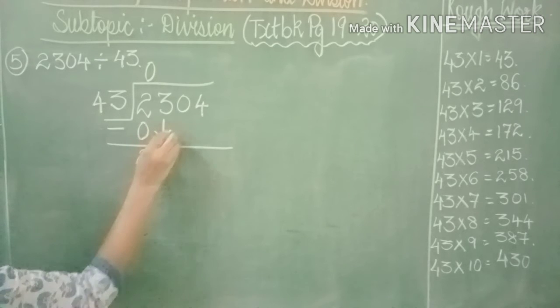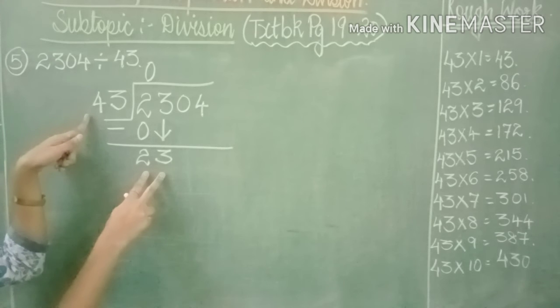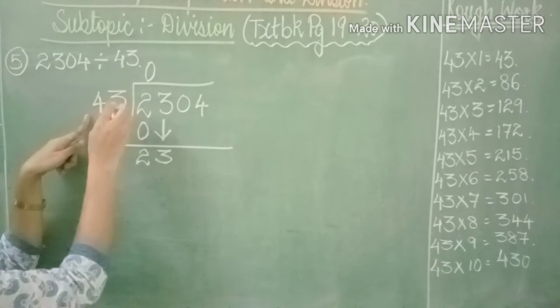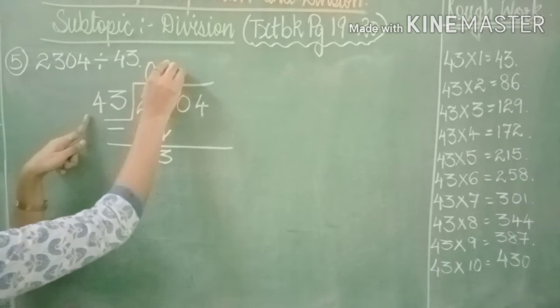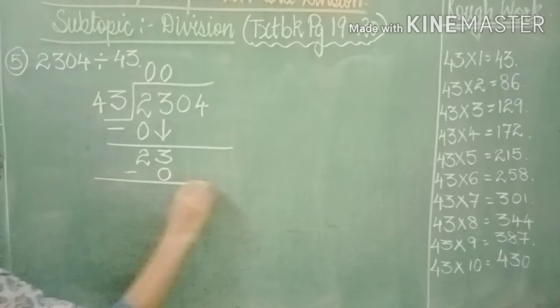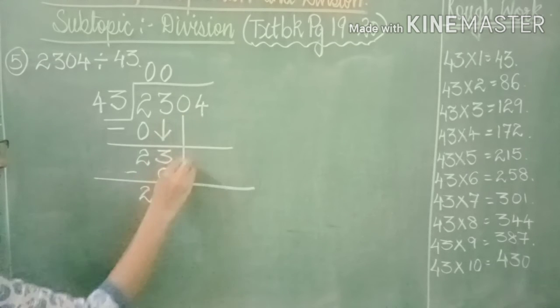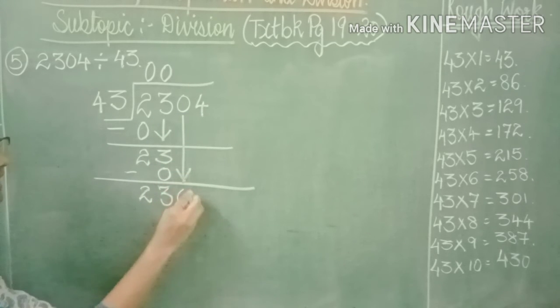Then we are going to pull down the next number, that is number 3 with an arrow, and we will be writing 23. Total will come as 23. As you can see, 23 is a smaller number than 43. So what we will be doing, again we will be writing 43 0s, answer will come as 0 and we subtract and we'll get the answer as 23. Next number we are going to pull down is 0.